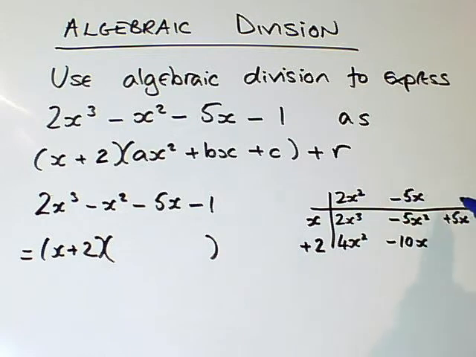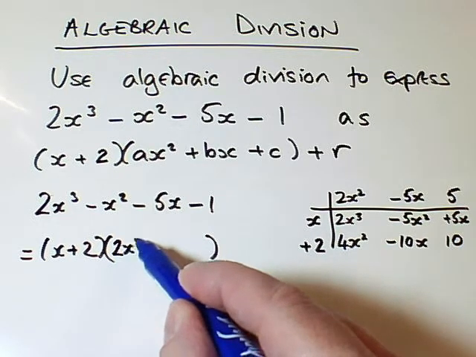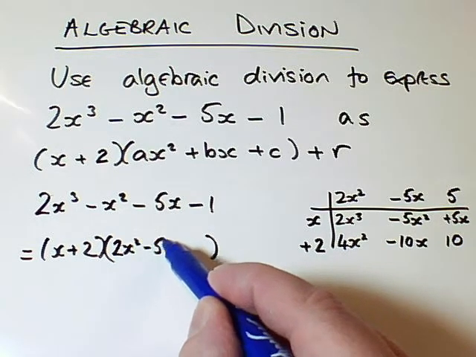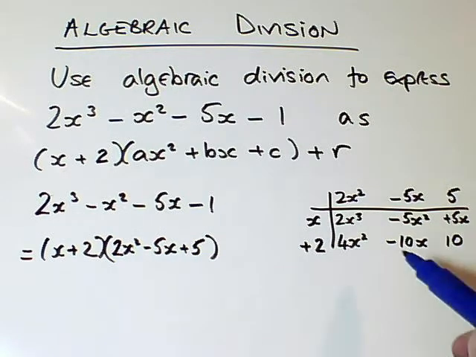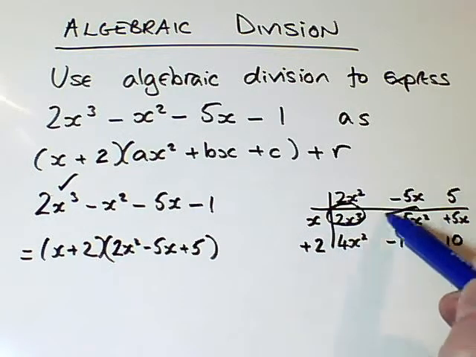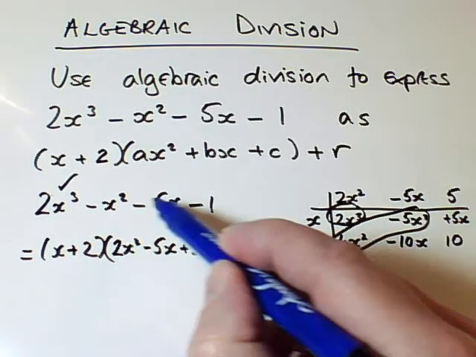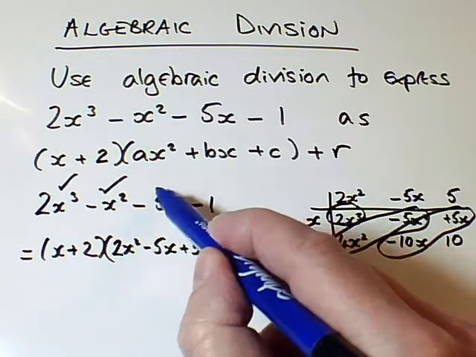So in the bracket I'm going to need x times 5 to give me 5x. Okay, and down here I'm going to get a 10, whether I want it or not. So this bracket will fill in as 2x squared minus 5x plus 5. Okay. However, what have I made work? I've made the 2x cubed work. There it is. I've got my minus x squared. I've got my minus 5x, so they all work.